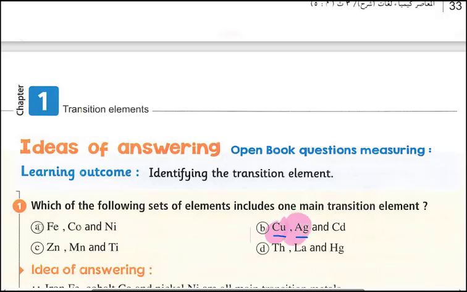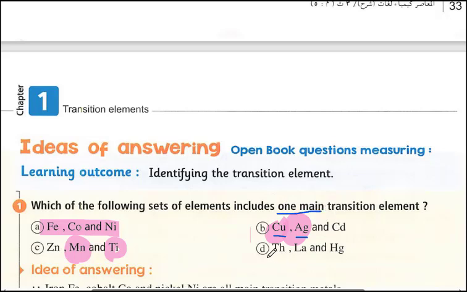In the first choice, the three elements are from the main transition series. Here zinc is not considered from the main transition series. Manganese and titanium are considered from the main transition series. So this option contains two elements which are considered of the main transition series. It is not one element as it is mentioned here in the question.